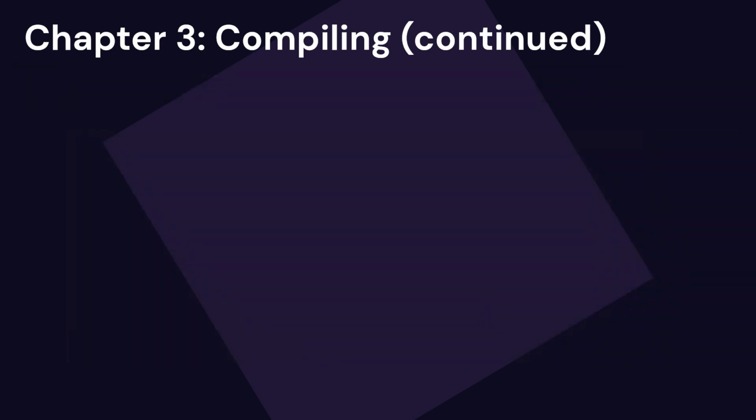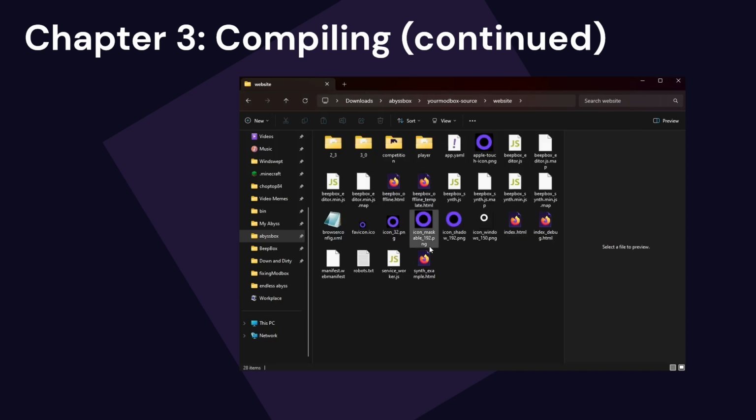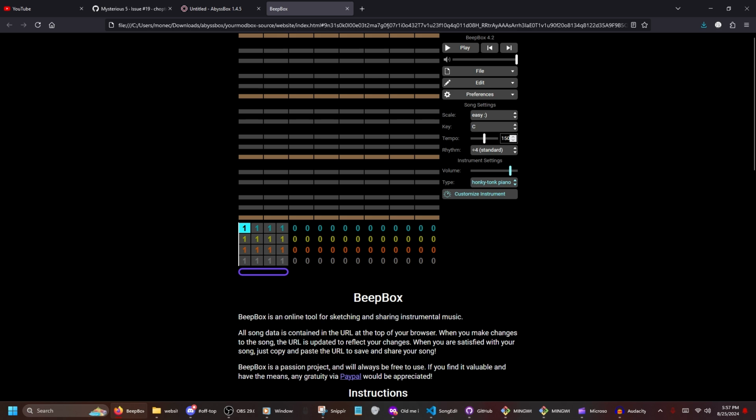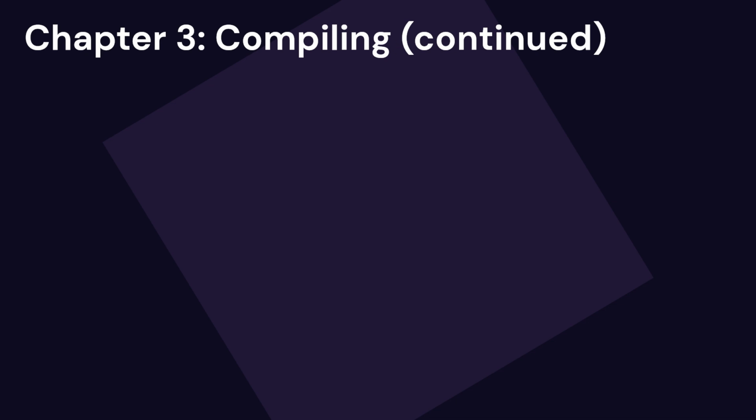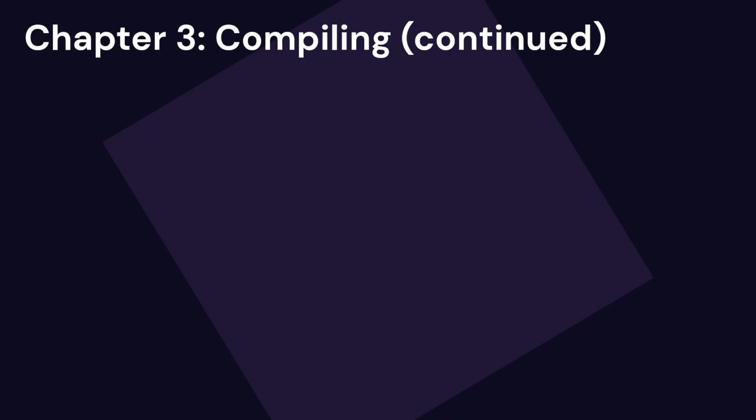Now that you understand what each command does, we need to go into our website folder and open up the index.html file. Once you do this, you will notice that you have yourself a working version of BeepBox locally stored inside of your computer. Now, if you didn't compile earlier, your mod would look a bit more like this, which is not ideal if you want it to actually work. That's why we compiled the mod first before we test it.